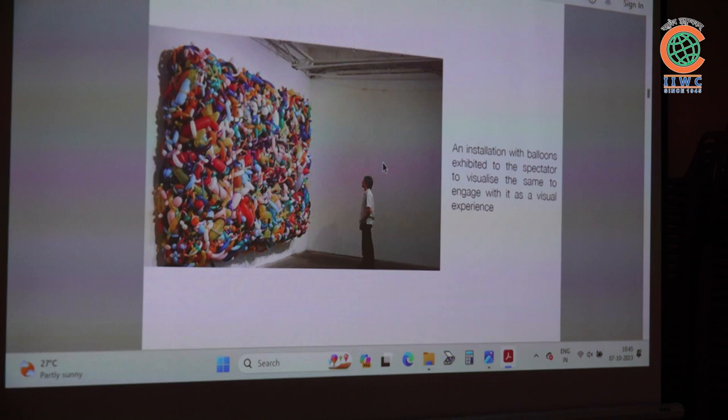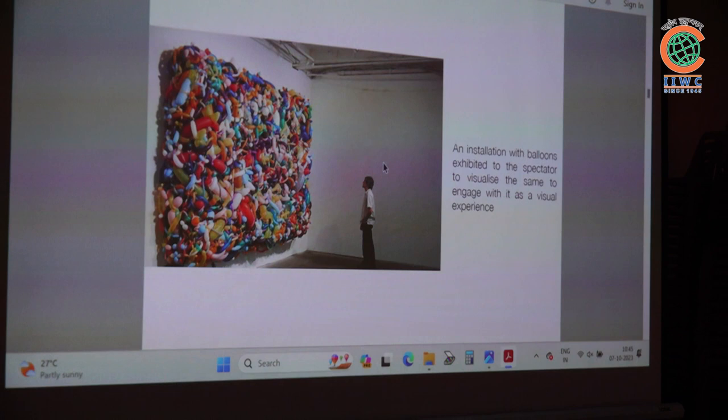Some of the installations can be demolished, some of them can be removed, some of them can be permanently retained, some of them are not permanent. So that impermanent nature itself has made it an installation. So it's one of the installations which has been kept in one of the museums, I think so.